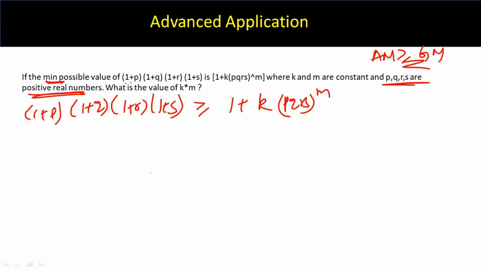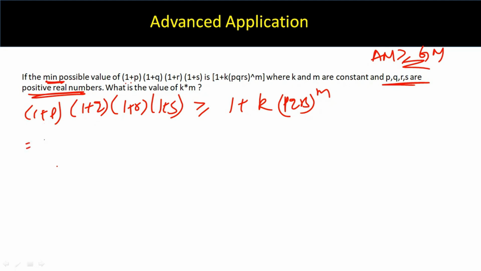Now how do you break this? It is clear that you have to eventually break it into PQRS. So first thing, you can't apply AMGM here, right? Else it will be 1 plus P into 1 plus Q. So it will not be applicable there. For AMGM you have to have a summation format here. So you will just simplify this thing. So after simplifying, what will it be?